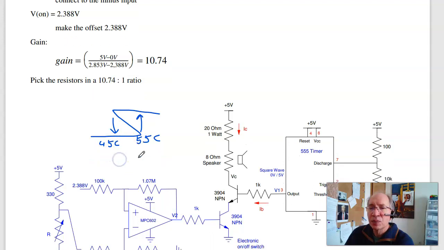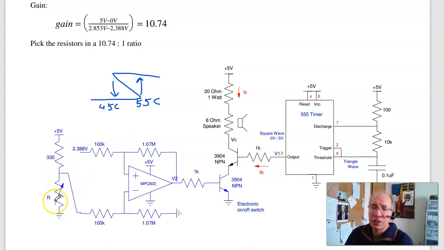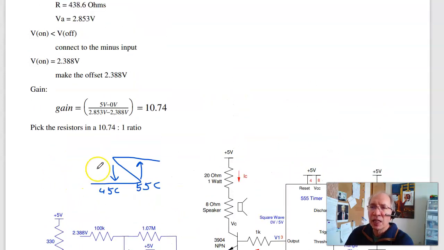Well, I've got to convert temperature to resistance. That's the thermistor. Convert resistance to voltage. That's the voltage divider. And the net result is, with these two, the on voltage is 2.38 volts. Off voltage is 2.85.